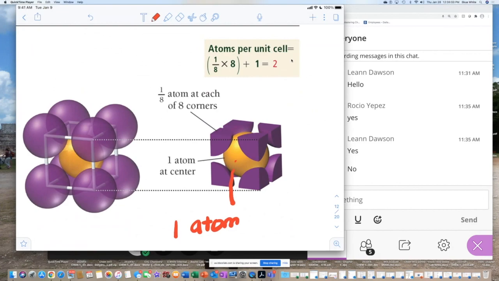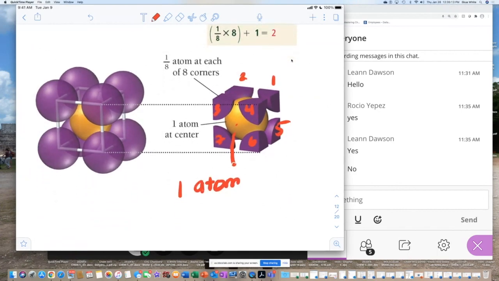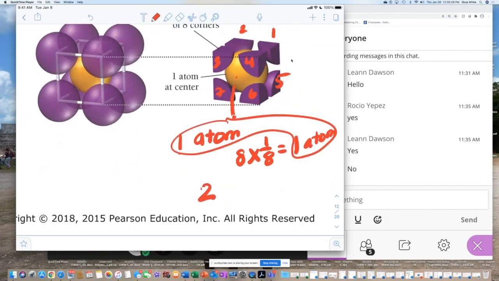And then you have 8 of these corner pieces. 1, 2, 3, 4, 5, 6, 7. And there's one in the back. 8. So if they ask you how many total atoms do you have here, the purple ones all together is 8 times 1/8 to make 1 atom. Then we have 1 gold one in the middle, 1 atom. Add these 2, and we have 2 whole atoms.